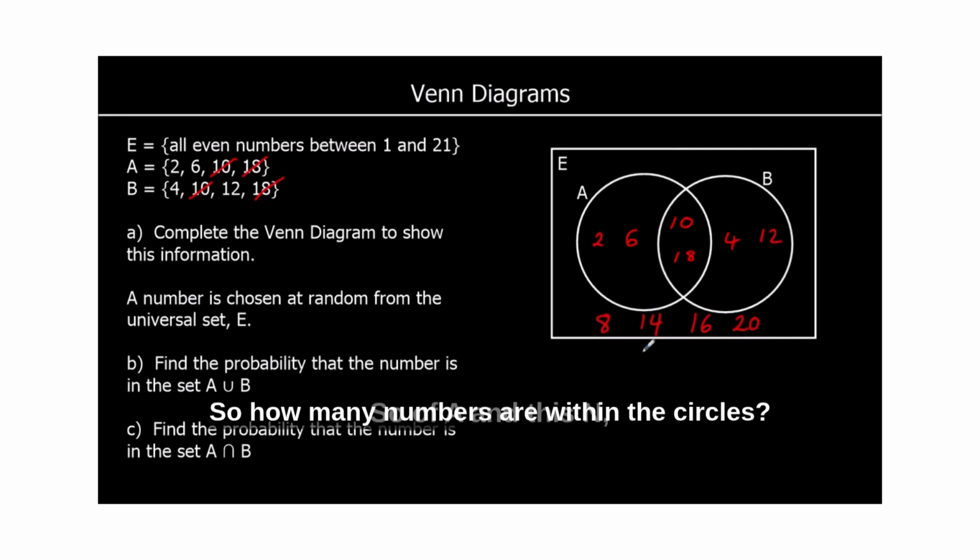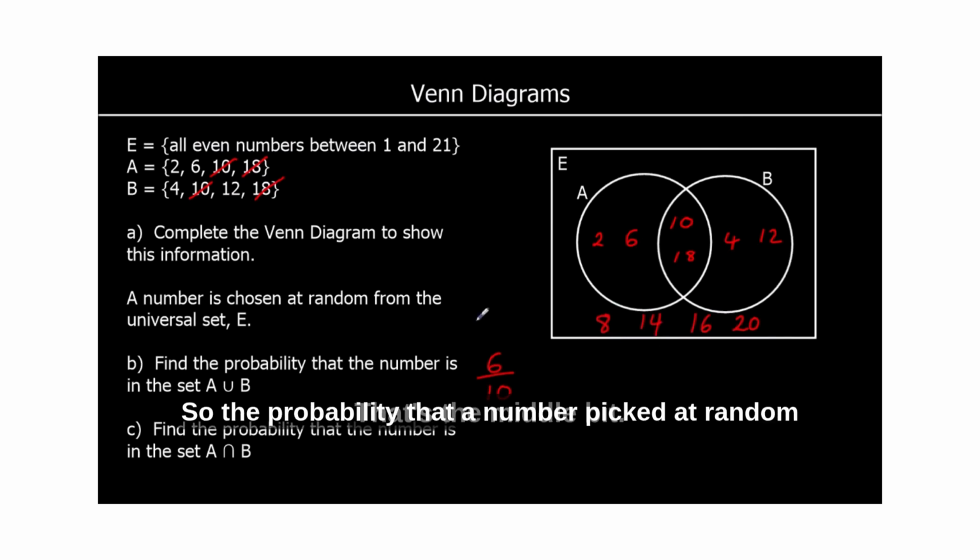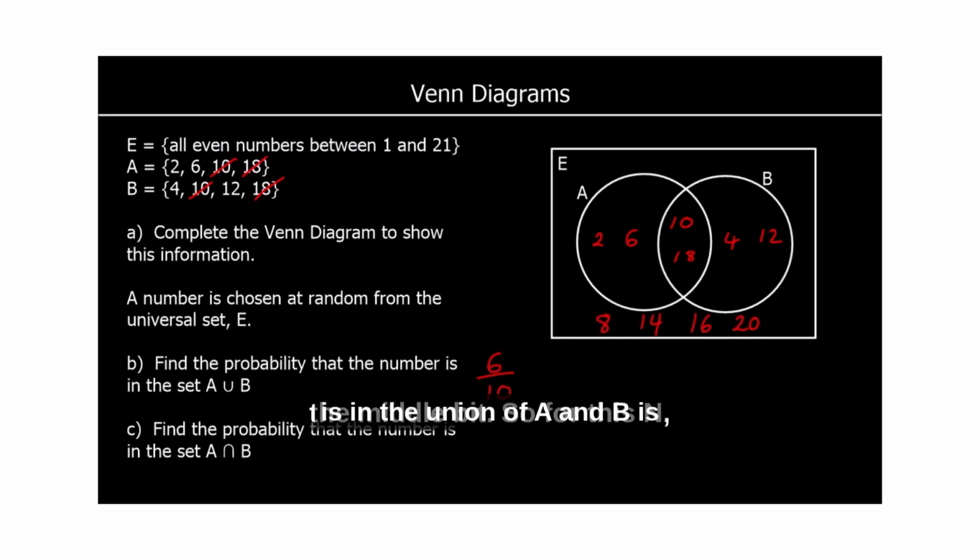So how many numbers are within the circles? We've got 6 numbers inside the circles, 6 numbers in the union of A and B, out of 10 numbers in total. 6 inside the circles and 4 outside. So the probability that a number picked at random is in the union of A and B is 6/10. We could simplify that, but we don't have to.